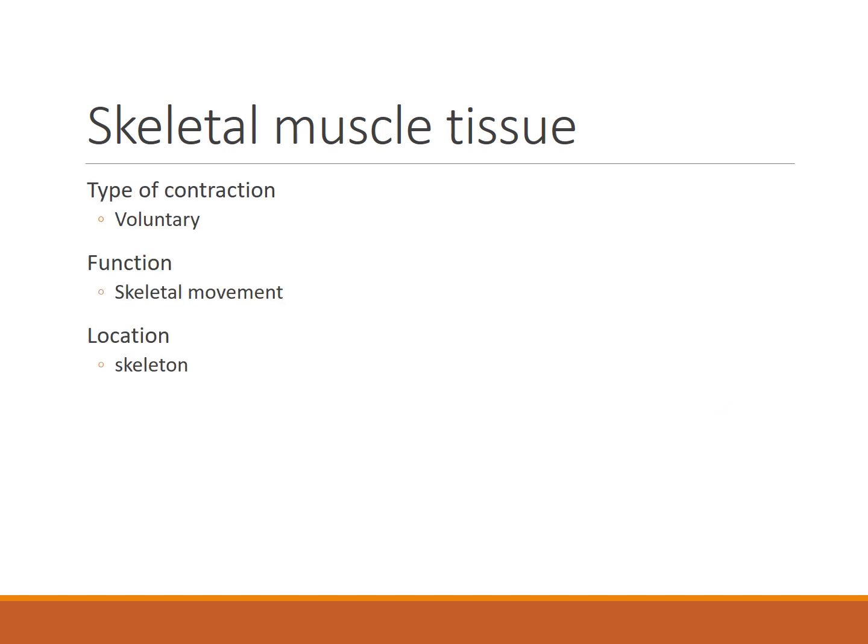Type of contraction, voluntary. The function of skeletal muscle contraction is movement of your skeleton, and the location is your skeleton. Now, you also have some muscles, for instance, that allow you to move your lips or shut your eyes. They insert on soft tissues, but most often a skeletal muscle goes from bone to bone.